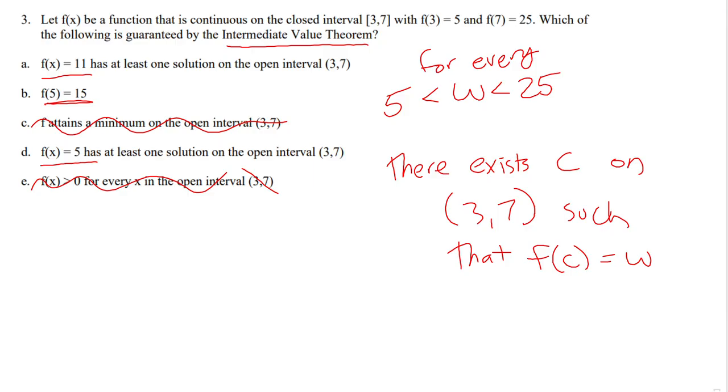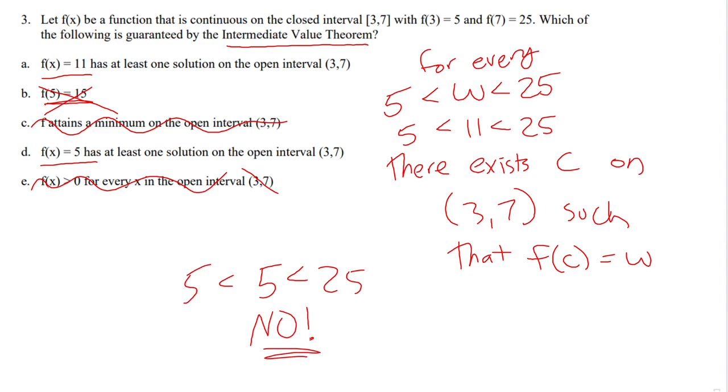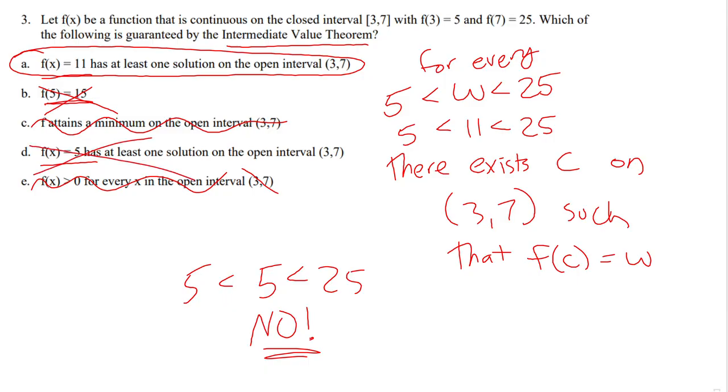But it doesn't really, because f of 5 equaling 15, it just says that there is some number on C. It doesn't guarantee which number. So it's not going to be a specific x value that we're looking for here. So it's really either f of x equals 11 has a solution, or f of x equals 5. Well, 11 is between 25 and 5, whereas 5 is not between 25 and 5. So the answer should be choice A, that 11, which is between 5 and 25, must have a solution between 3 and 7.